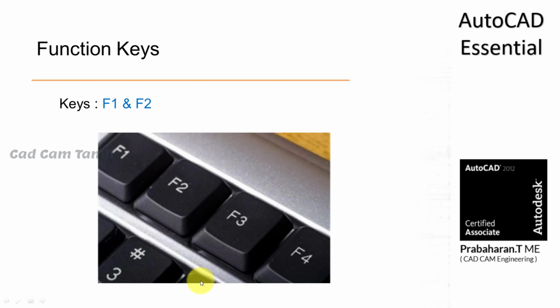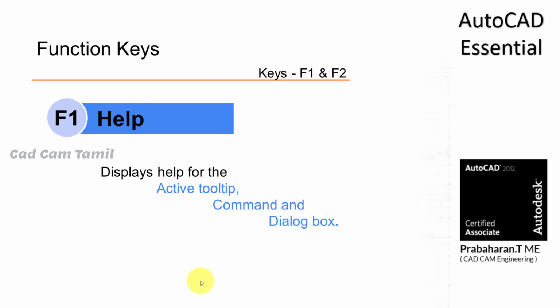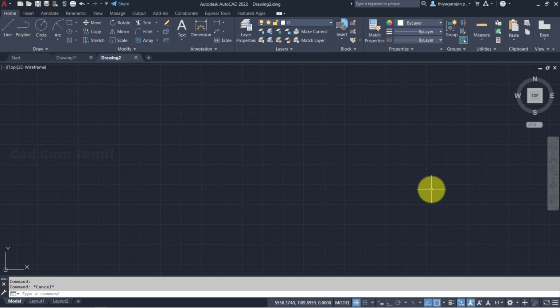First, we are going to discuss function keys F1 and F2. In AutoCAD, the F1 key does the help function. What kind of help can we get from AutoCAD? It displays the help of every command, every dialog box and every tool tip. We will discuss those help features in detail later. Before entering into the function keys, let me tell you some basic settings.